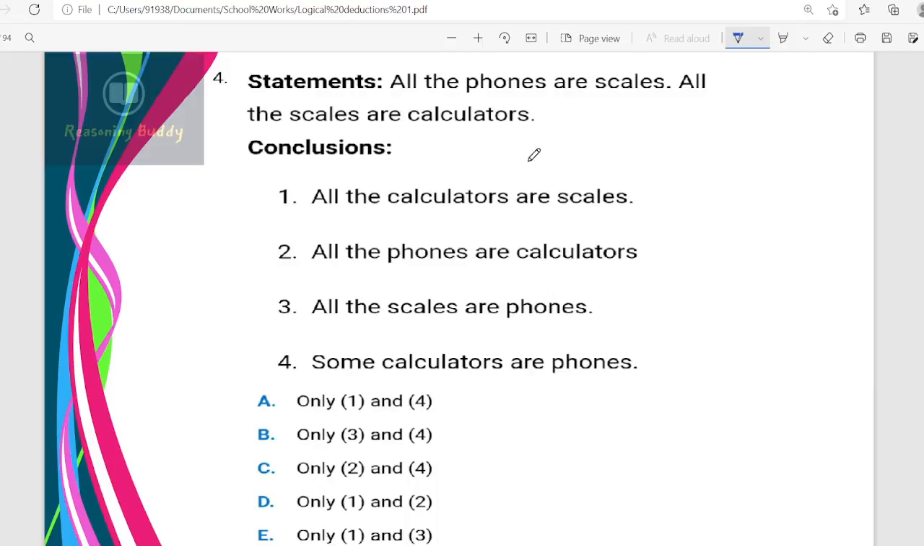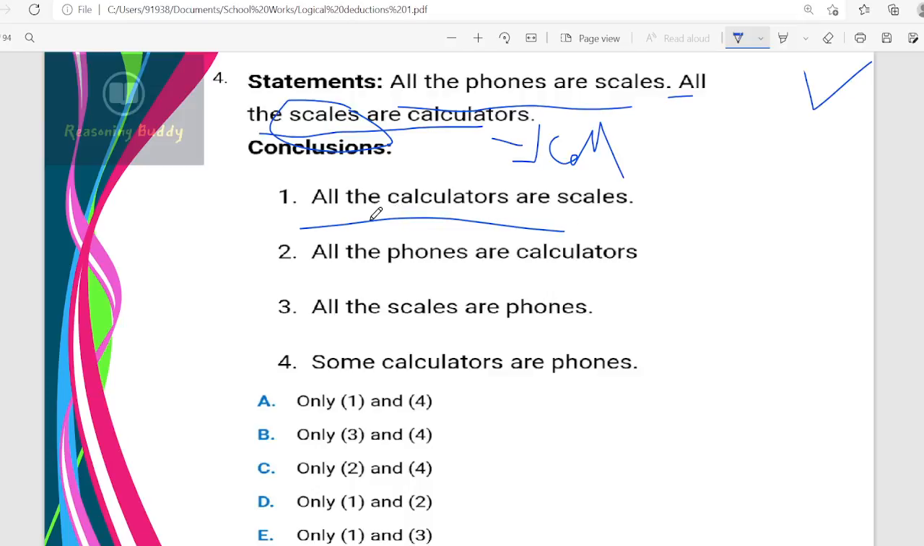All the phones are scales. All the scales are calculators. The common term is scales, so scale is distributed. The non-distributed term is calculator. Here in statement 1, the calculator is distributed, so it is wrong. All phones are calculators. This is possible. Yeah, all scales are phones.